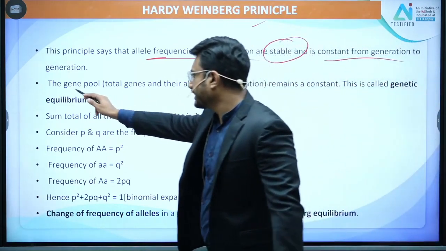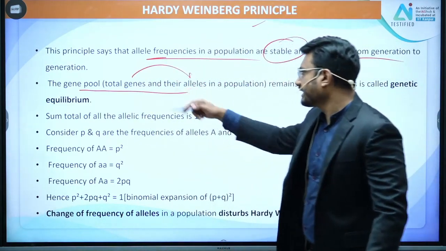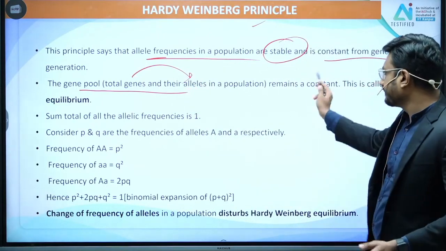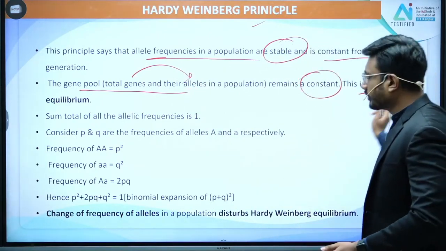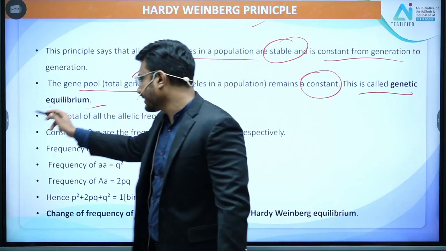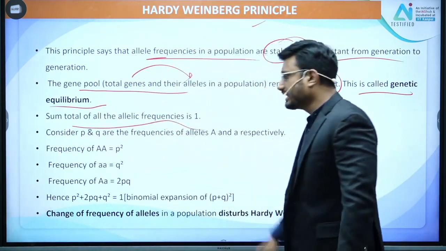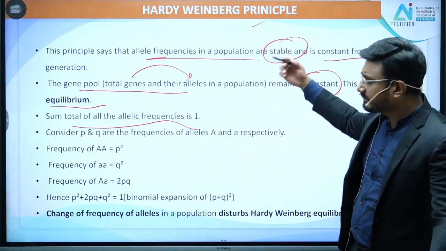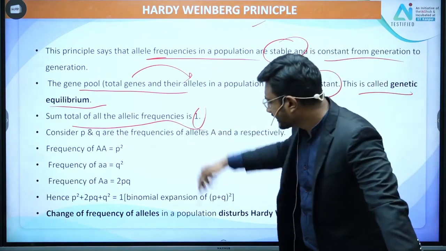So the gene pool includes the total genes and their alleles in a population, and it remains constant. This is known as genetic equilibrium. The sum total of all the allelic frequencies, as considered by the Hardy-Weinberg principle, is 1.